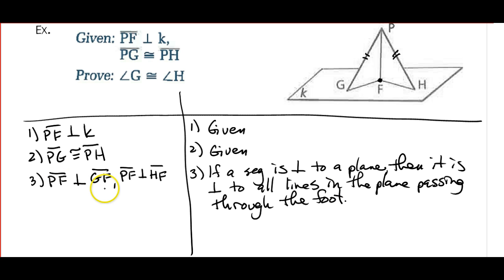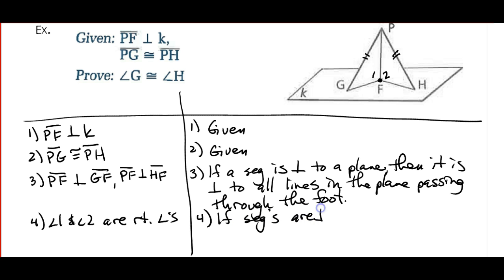And then since I've got that these are perpendicular, I'm just going to put some numbers in here to make it easier to name those angles. I know that angle 1 and angle 2 are going to be right angles. Angle 1 and angle 2 are right angles if segments are perpendicular, then they form right angles. So I'm going to have the right angles congruent next. And then I'm going to have PF as a reflexive side, so we'll be able to prove those triangles congruent by hypotenuse leg.